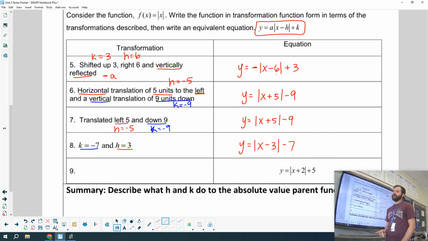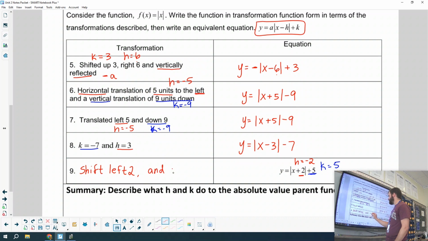All right, the last one here, number 9. So number 9, we instead start with the equation, and we need to write the translations. So if I have a 2 inside here, that must mean that my h is negative 2, which means we're going to translate or shift left 2. And then if my k is 5, we're going to go up 5.